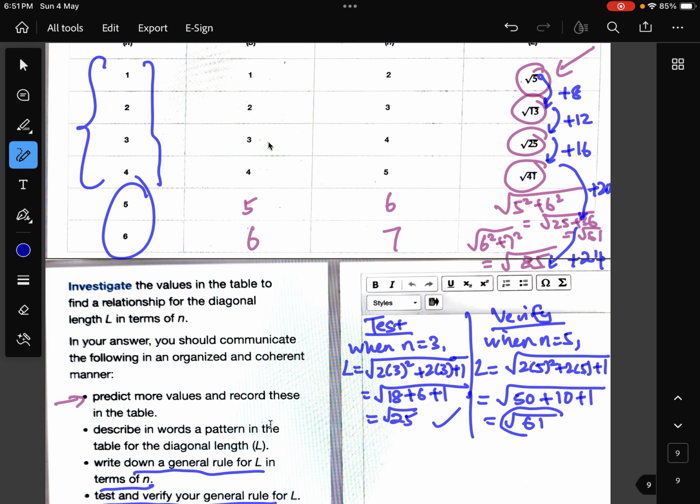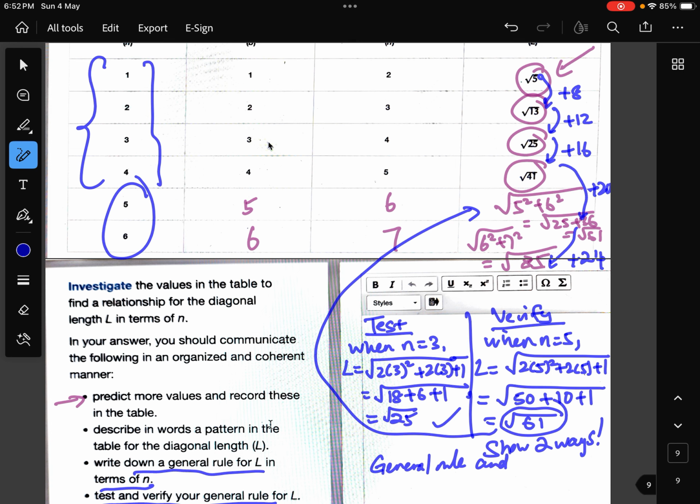And of course this value matches with this number here in the table, which you obviously could explain was gotten because of the Pythagoras theorem. So if you could show both ways, make sure you show 2 ways to verify. One is by using the general rule, and the other one you could use either the Pythagoras or just simply following the pattern. That's what will give you the maximum score when it comes to verifying your general rule.